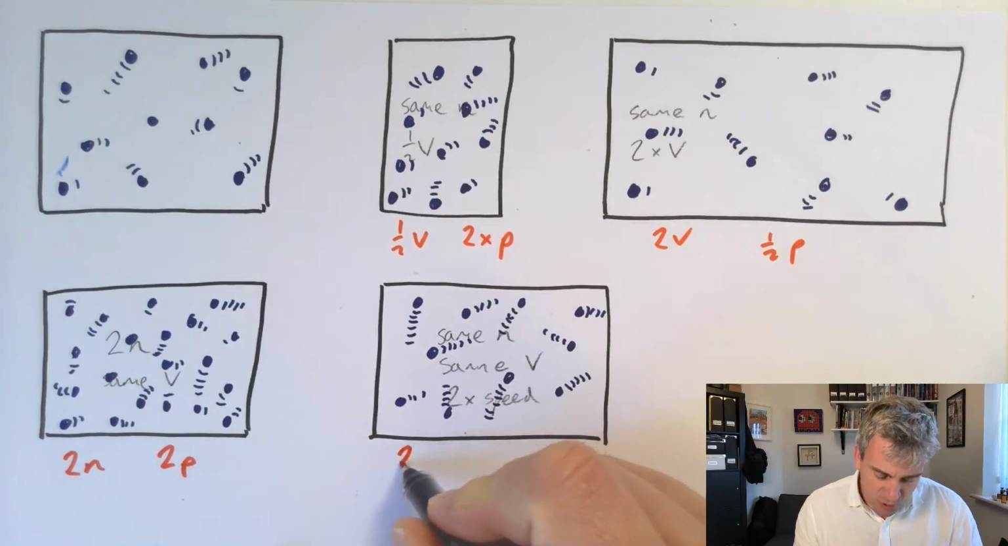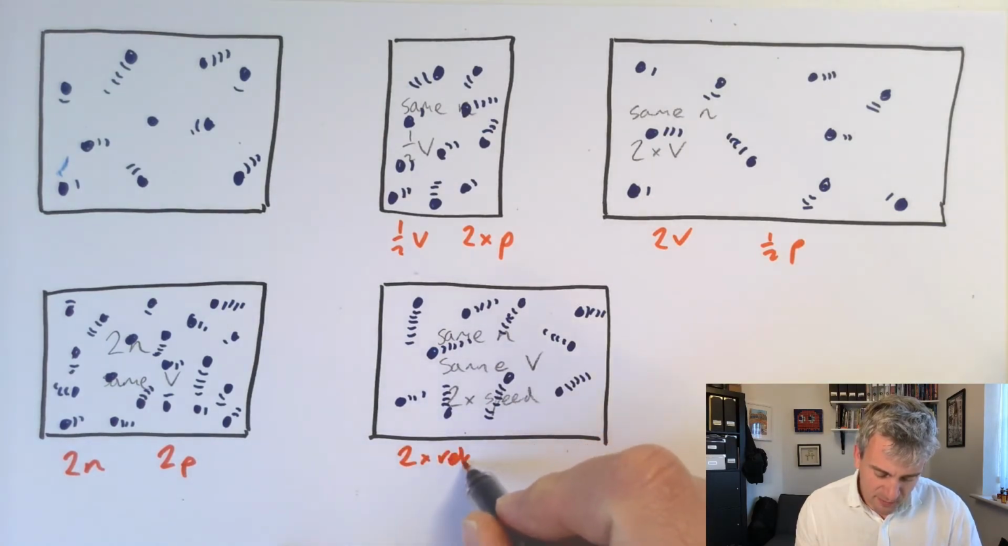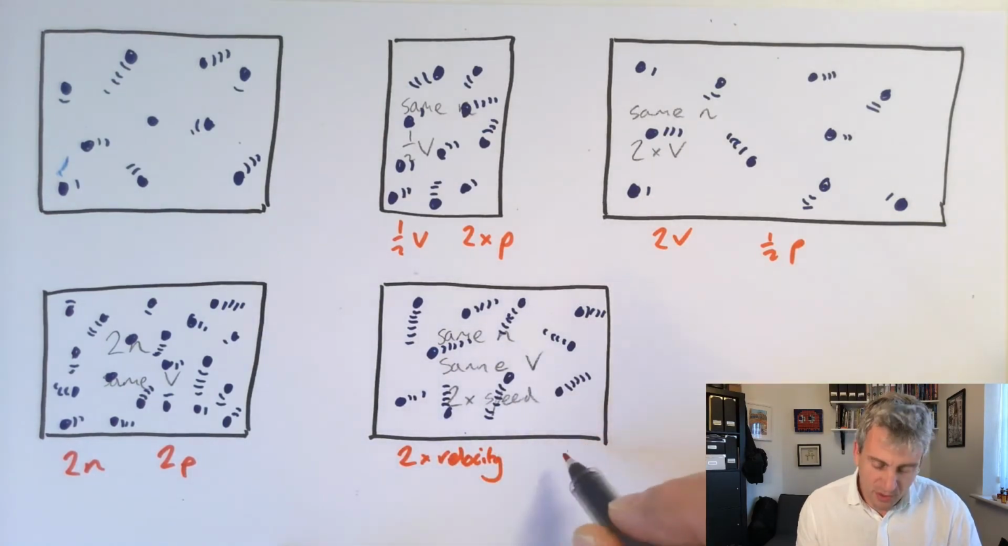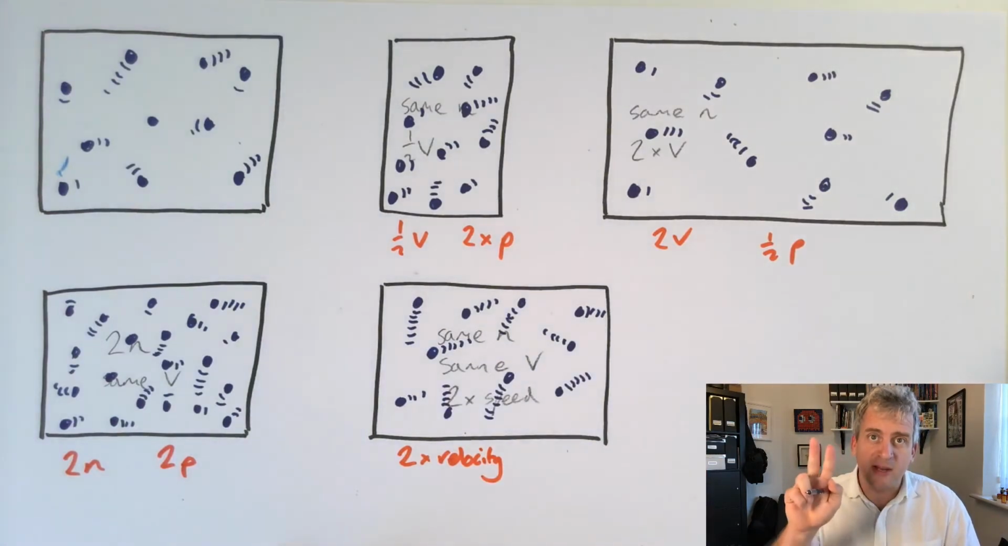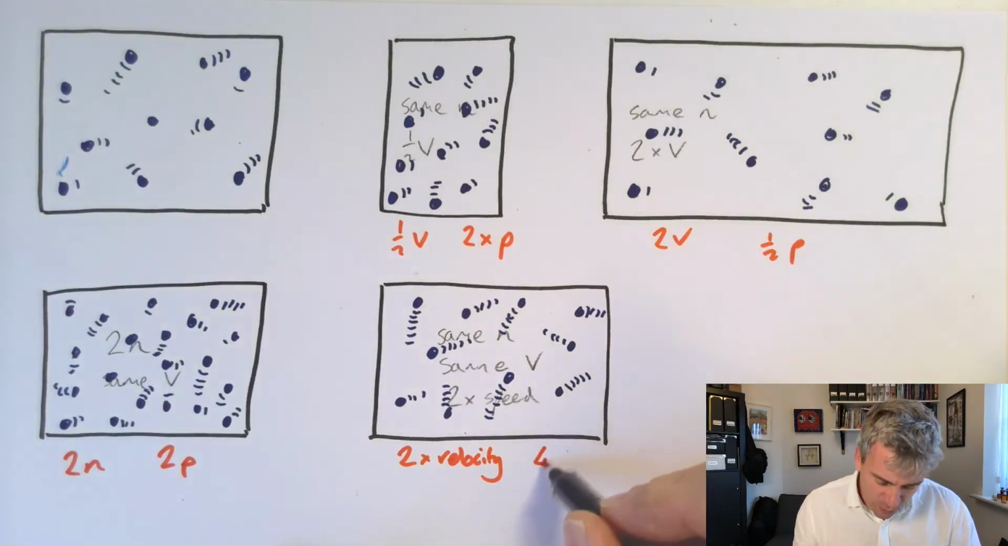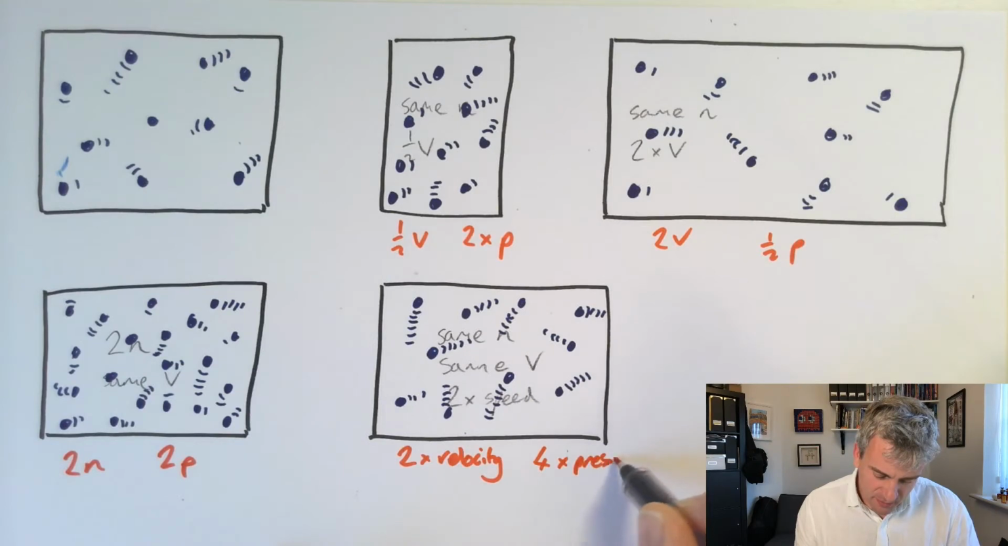So if we've got twice the velocity, then we've got twice as many collisions and we've got twice the force exerted by each of those collisions. So we actually end up with 4 times the pressure.